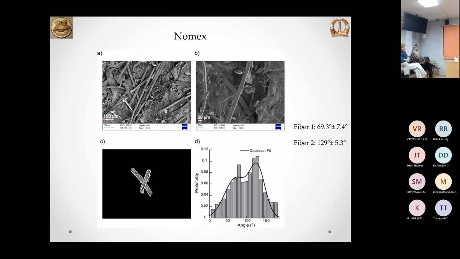So Nomex is very interesting actually. I said already it's a transversely isotropic material. We have done the SEM images on Nomex, taking microtome cutting.